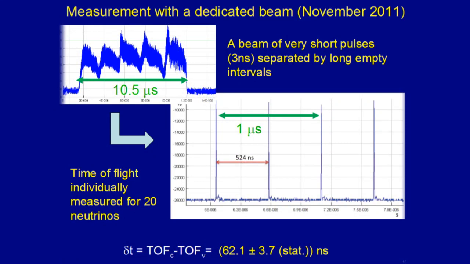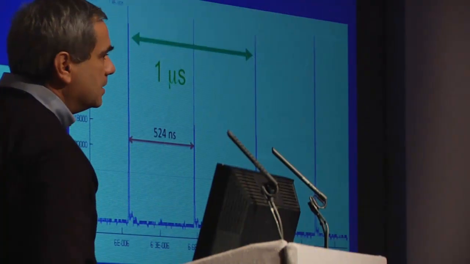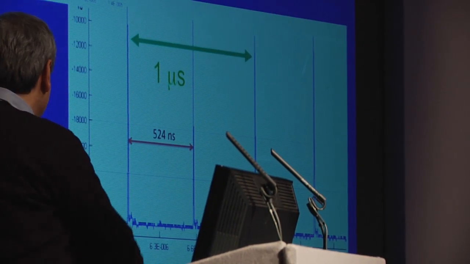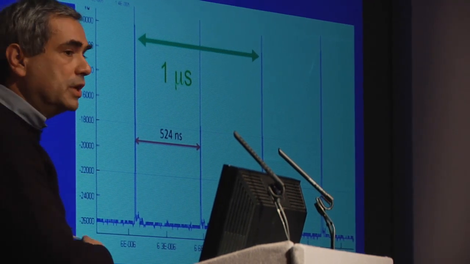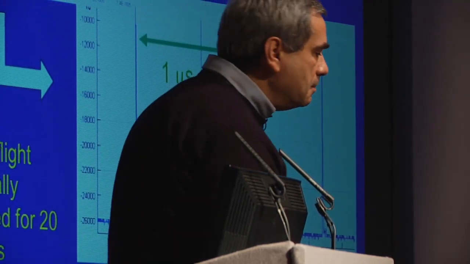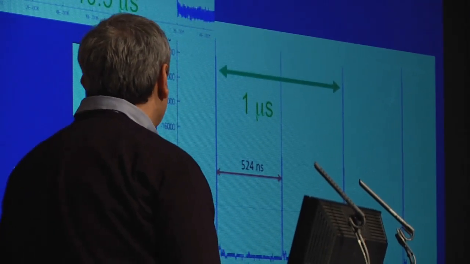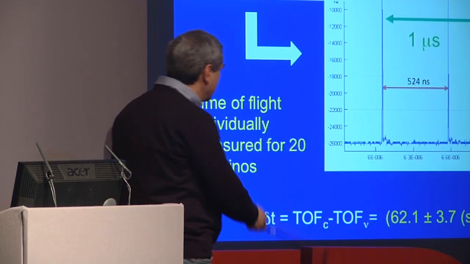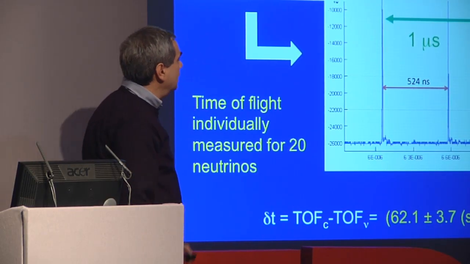So the standard measurement is done with a long pulse of 10 microseconds, and we don't know individually for each neutrino the time. But in November, we studied a way where we could measure for each neutrino its time of flight. And this is done by using a beam of very short pulses, which are isolated in time. They are separated by about half a microsecond. So we measured 20 neutrinos like that. This system is much more accurate, and we found the same result.